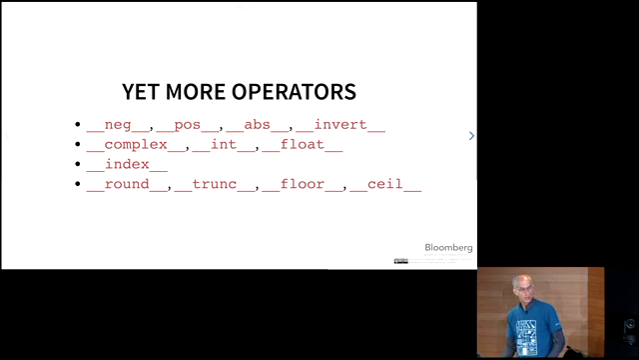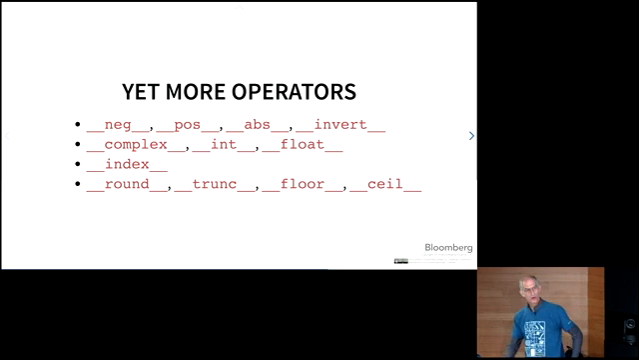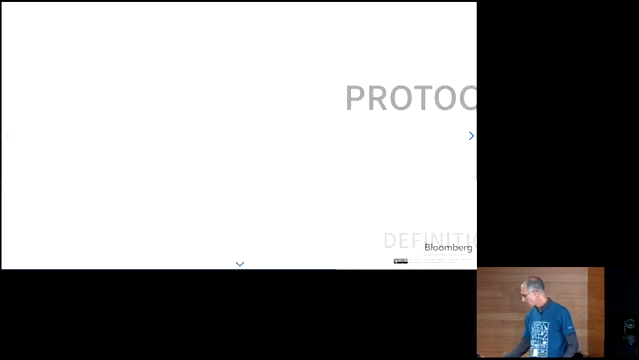There's lots more operators. Some of these are the unary negative, unary positive, abs, invert, so on and so forth. If you are interested, these are well documented in the Python documentation.